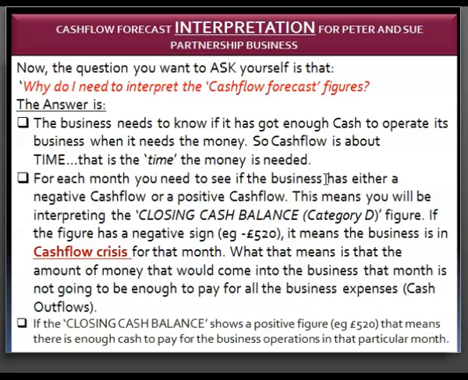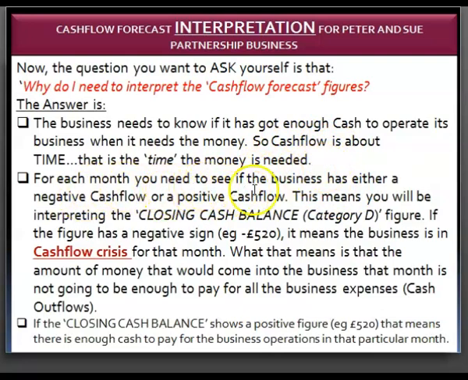The money you need now to buy all the materials you need for the business, to pay for the staff, to pay for any utility bills and whatever else they need to pay for. So cash flow is about timing. It's about having enough money at the time that the business needs the money. That is why it is important to have a cash flow forecast and then be able to interpret the figures.